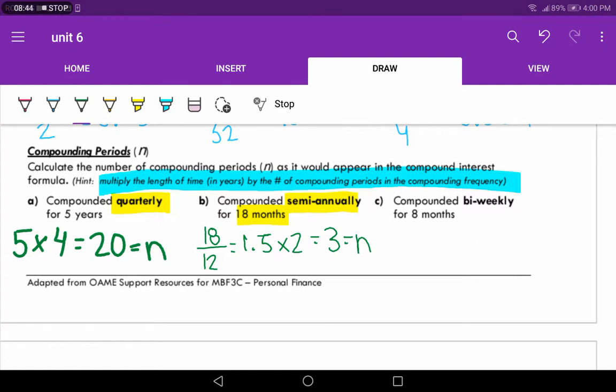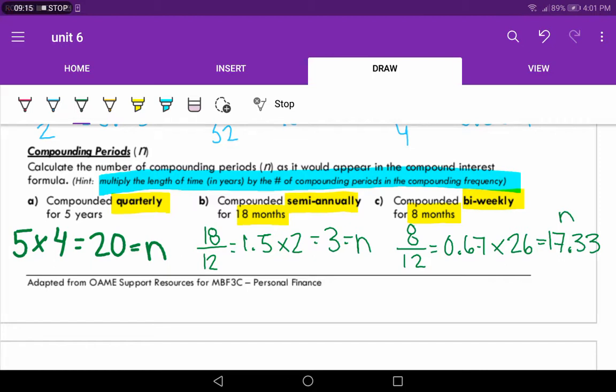Okay, lastly, this time it's bi-weekly for 8 months. So again, we need to make sure we don't just multiply by 8 right off the bat. We need to make sure it's in years. So 8 over 12, which as a decimal is 0.67. And then bi-weekly means every other week. There's 26 weeks in a year. So 17.33 is our N value.